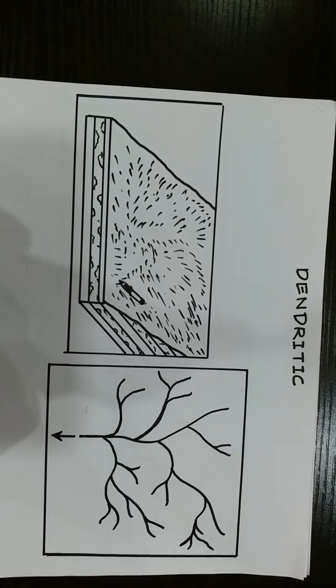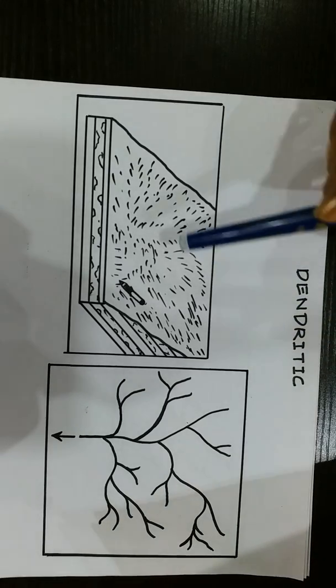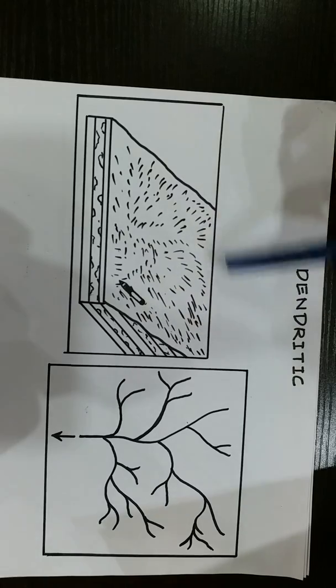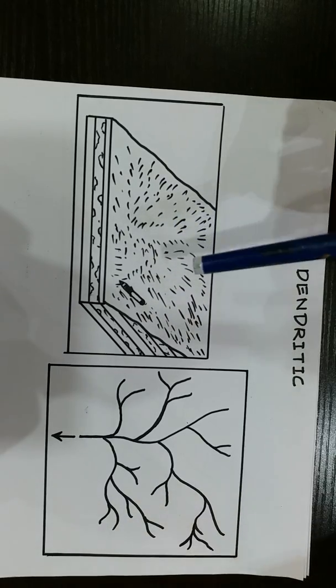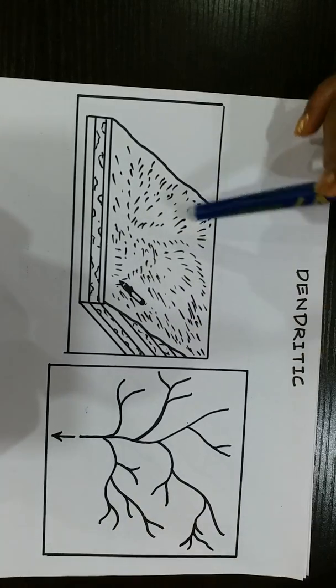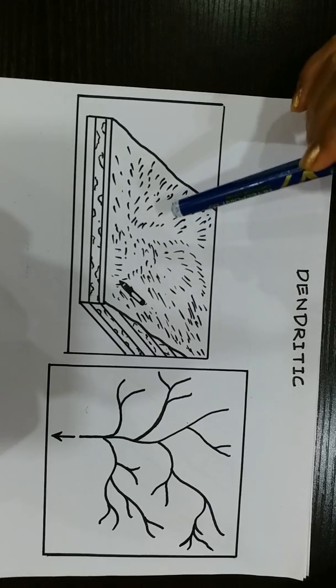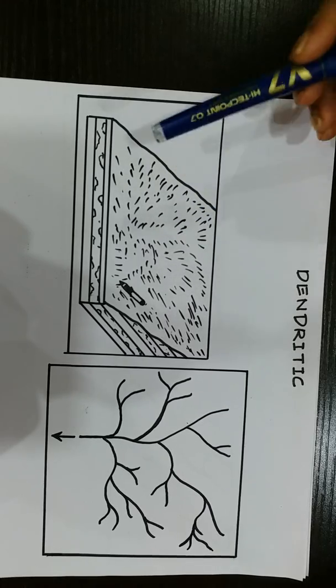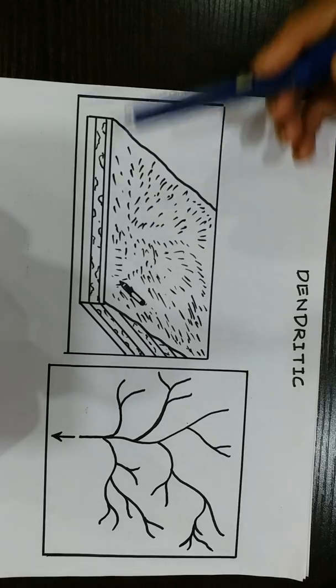Dendritic. The next is the dendritic pattern. Now this is typically on a plain or a flat region, and the water flows like branches. So it is also known as the branching drainage pattern, like the main river and its tributaries like its branches.